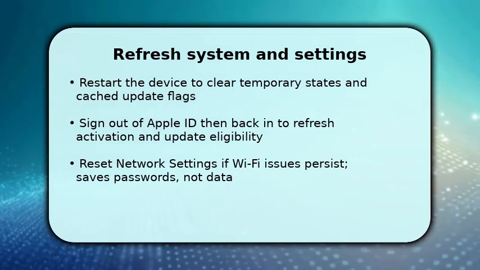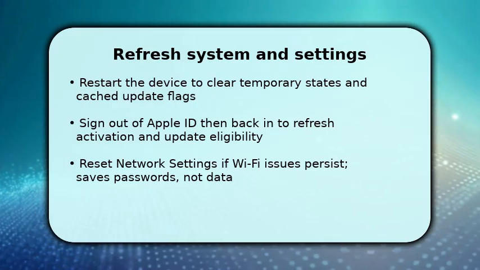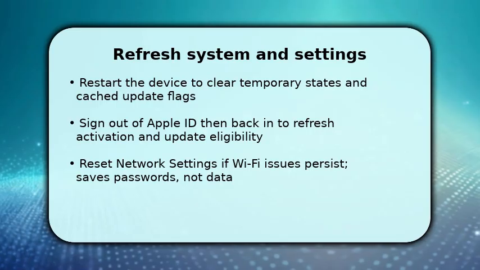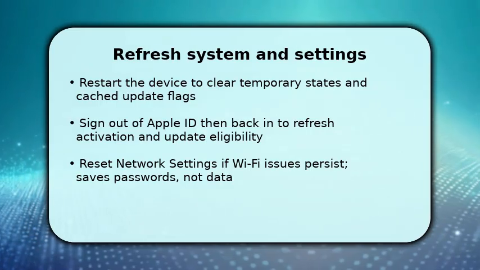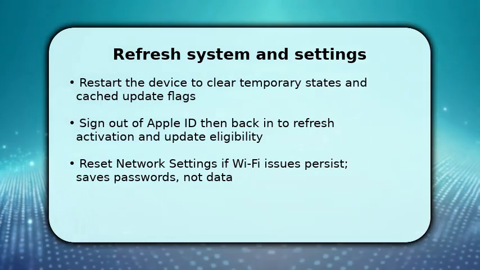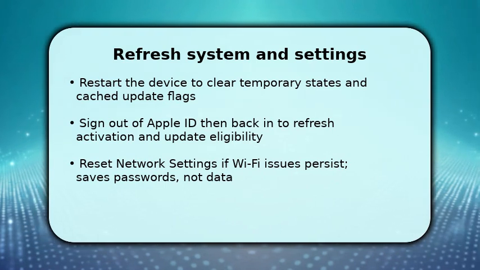If Wi-Fi or download problems persist, reset network settings to eliminate corrupted configurations. Note that saved Wi-Fi passwords are removed, but your apps and data remain intact. After these actions, return to Software Update and attempt the check again.